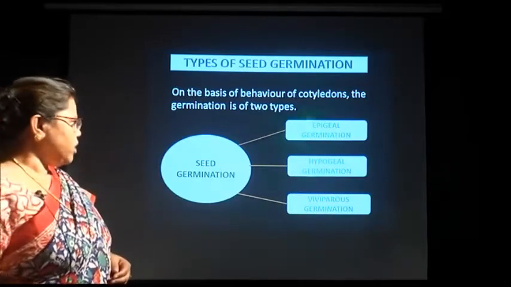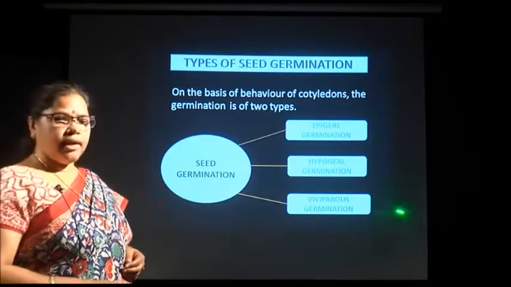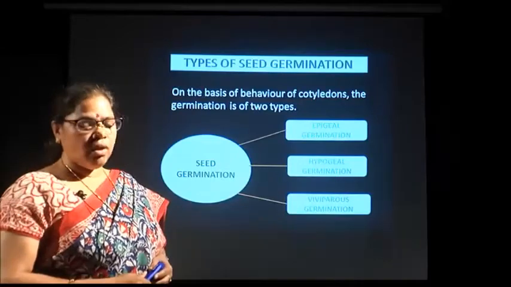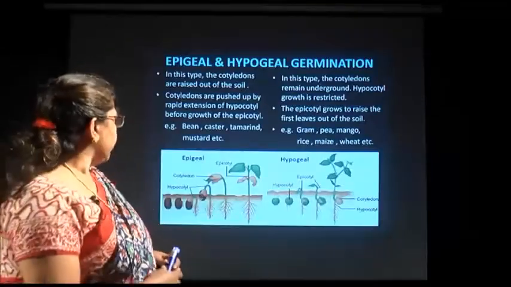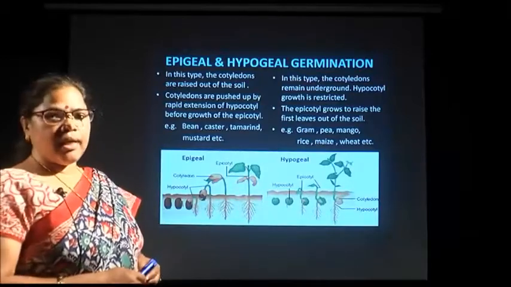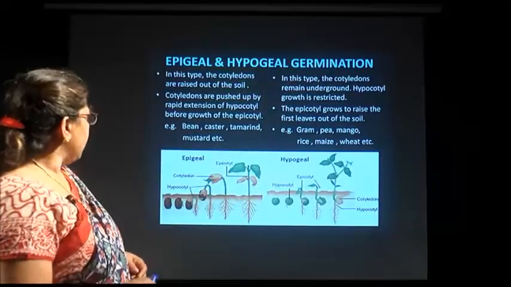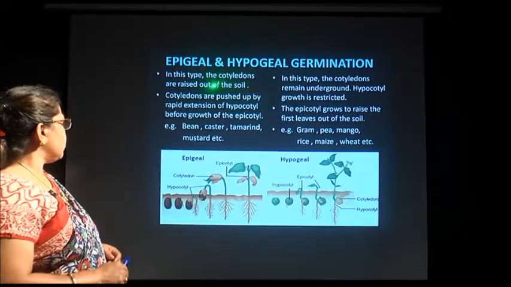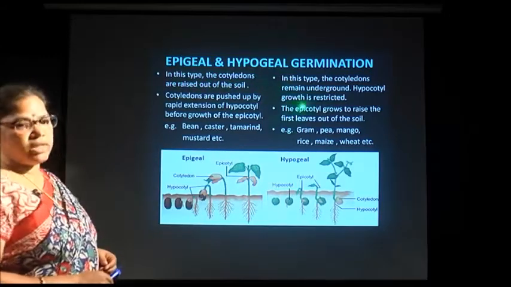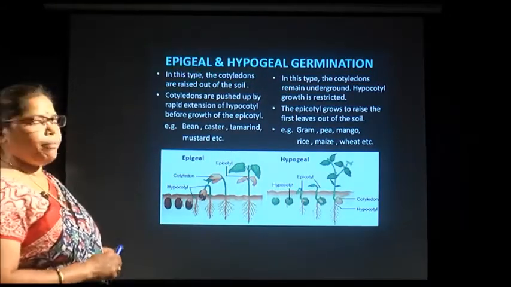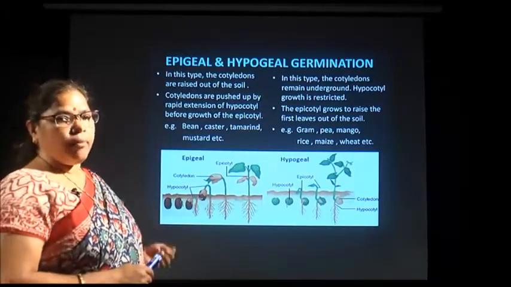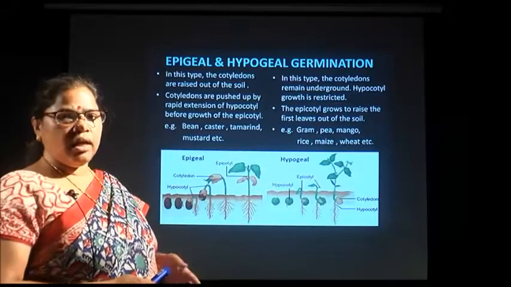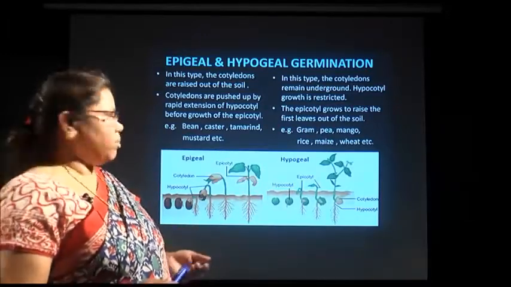And in addition to these two types, there is a special type of germination which is known as viviparous germination. So let us discuss it in detail. First is epigeal and hypogeal germination. In epigeal germination the cotyledons are raised out of the soil. You see the name epigeal, epi means above and geon means soil. So above the soil, who is above the soil? The cotyledon is raised above the soil.